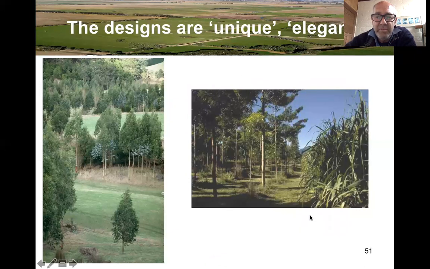So when we do a design project, what we're looking for is doing a good diagnosis and then building up a unique and elegant design that reflects the issues in the landscape and the farming systems and all the things that go to it.